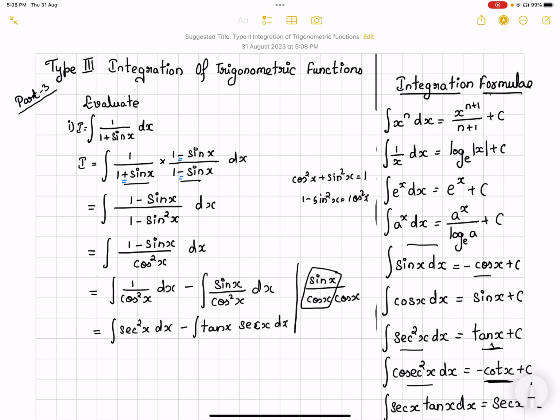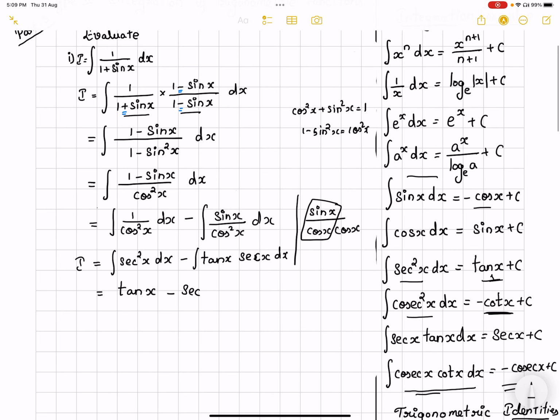So now if you observe, we have integral secant square x, which is tan x. And then minus, we have tan x secant x, which is nothing but secant x plus c. Just observe here, we have integral secant x tan x or tan x secant x, both are the same. So that is going to be secant x plus c. So totally, this is how this problem has to be done. So tan x minus secant x plus c.